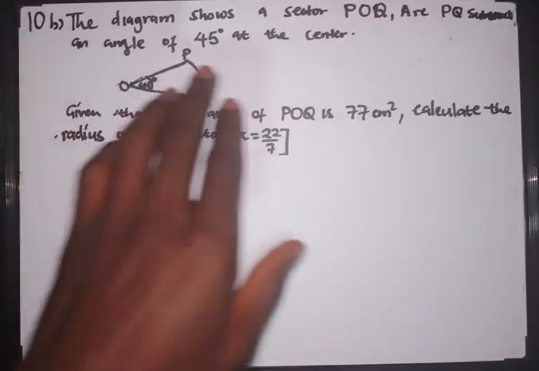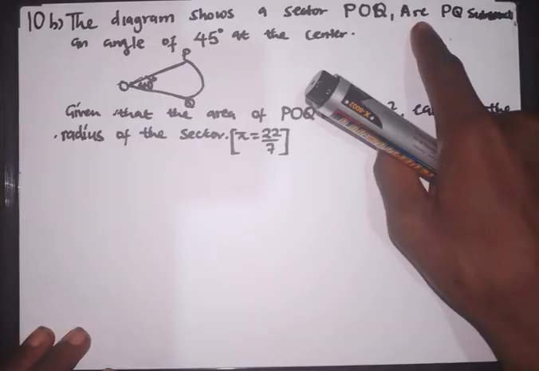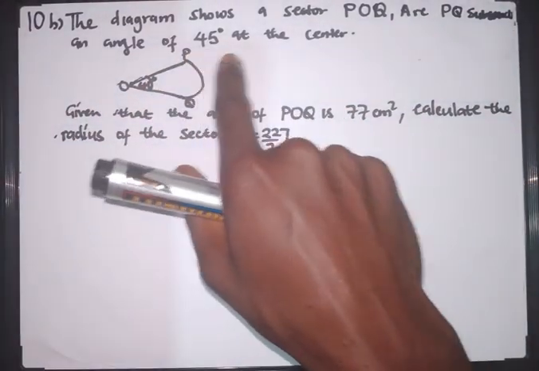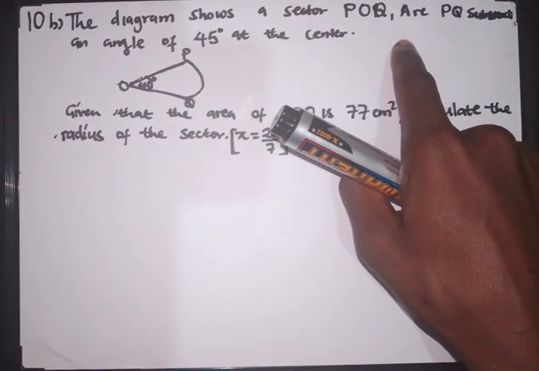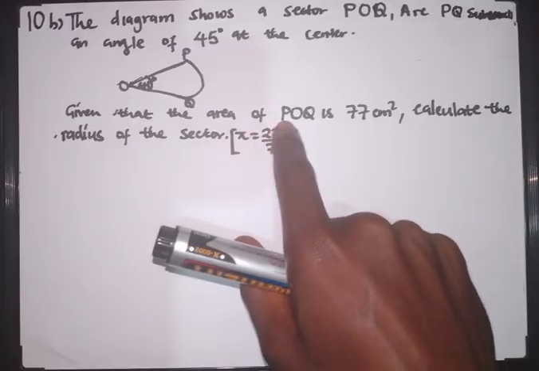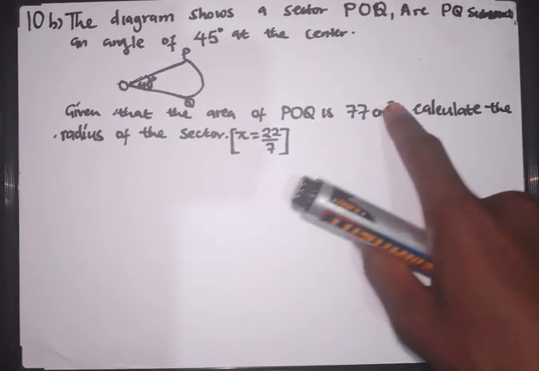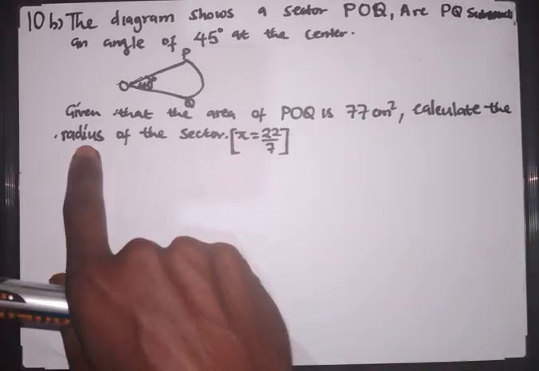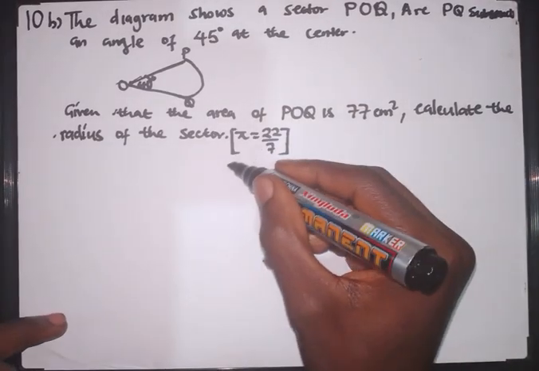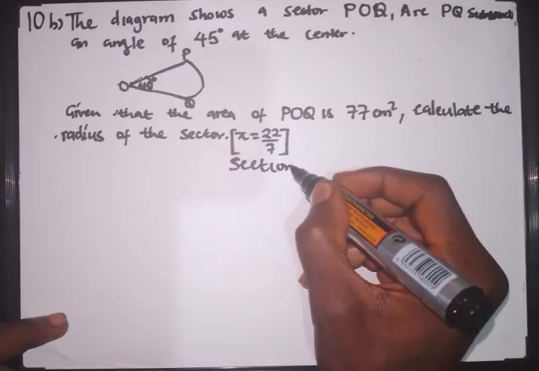The question says the diagram shows a sector POQ. PQ subtends an angle of 45 degrees at the center. Given that the area of POQ is 77 centimeters squared, calculate the radius of the sector. So how do we calculate the radius of the sector?